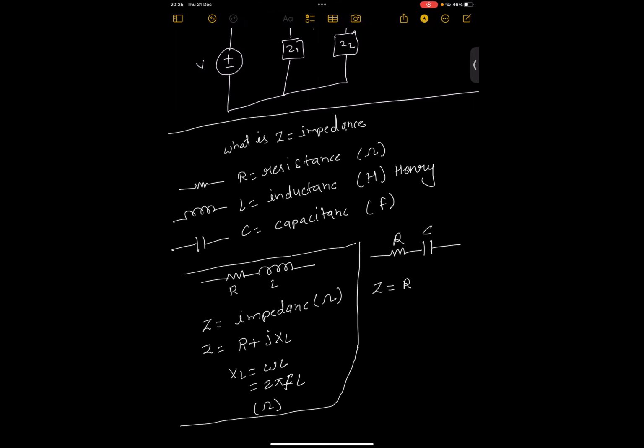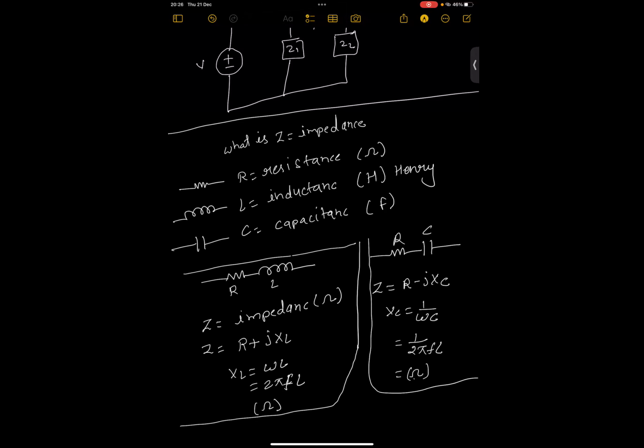If resistance and capacitance are connected like this, Z will become R minus jXC. Okay, what is XC? XC is 1 by omega C, 1 by 2 pi fC. Unit is ohm.